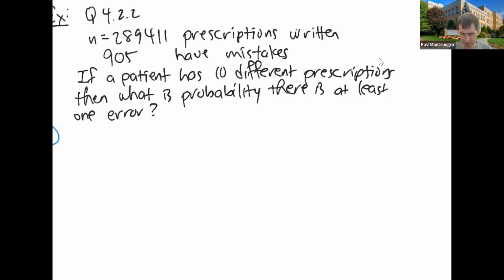Okay, so we'll start with Poisson. Here, N is 289,411. P is the probability of success, which in this case refers to mistaken prescriptions. So how would I find the value of P, the probability of a mistake in a prescription?